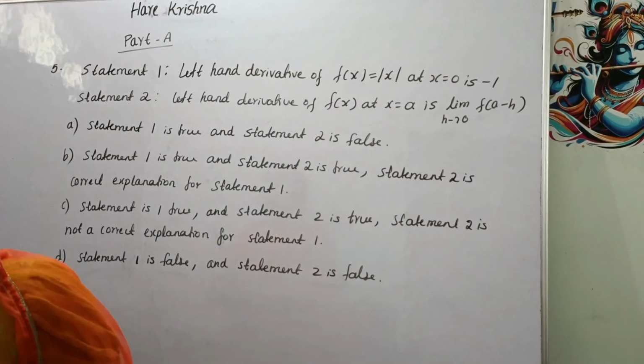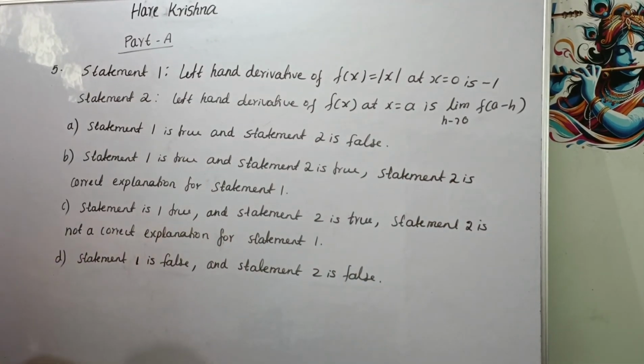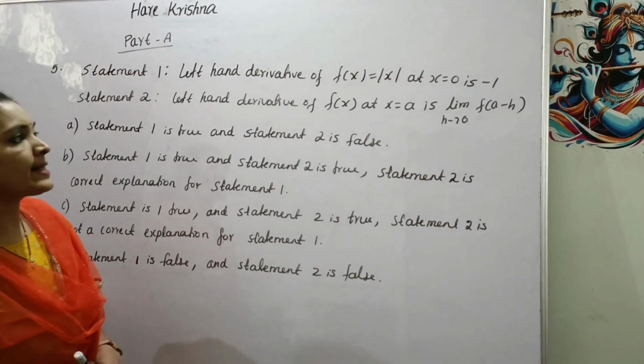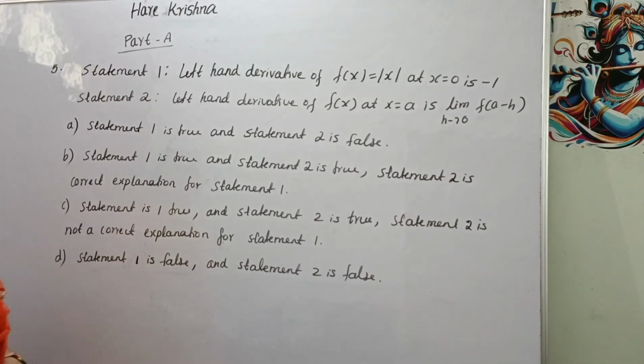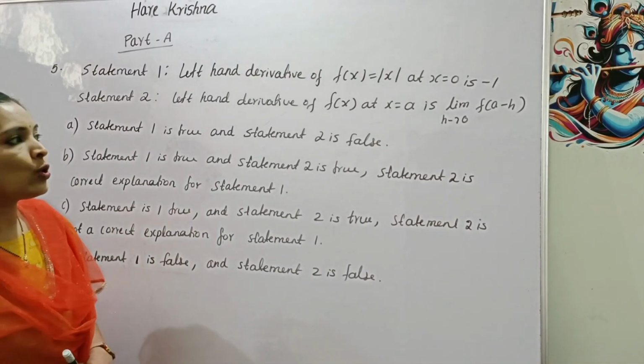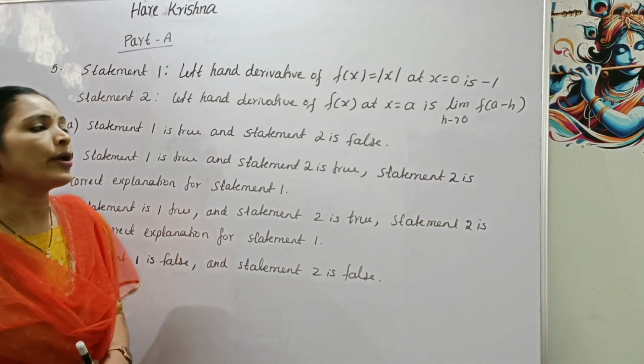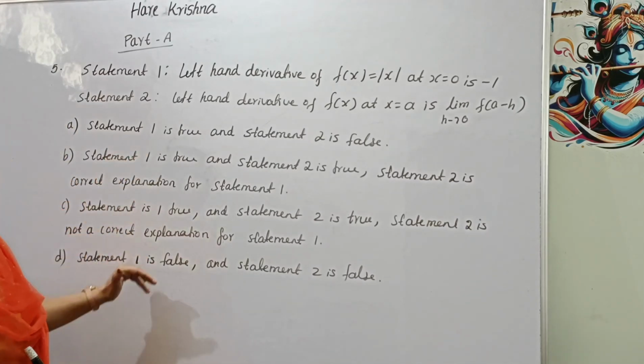Next question. Statement 1: Left hand derivative of f of x is equal to modulus x at x is equal to 0 is minus 1. Statement 2: Left hand derivative of f of x at x is equal to a is limit h tends to 0 of f of a minus h. Okay, these are the options.